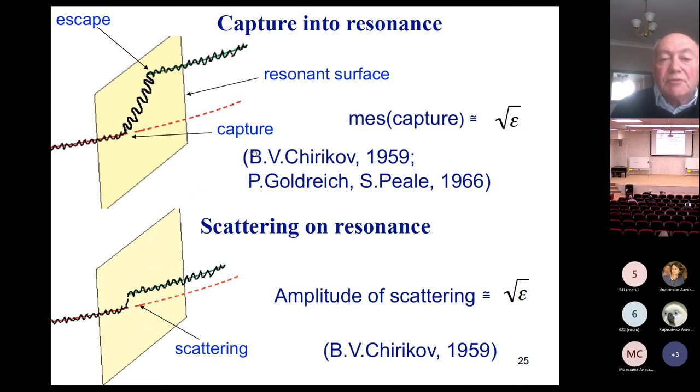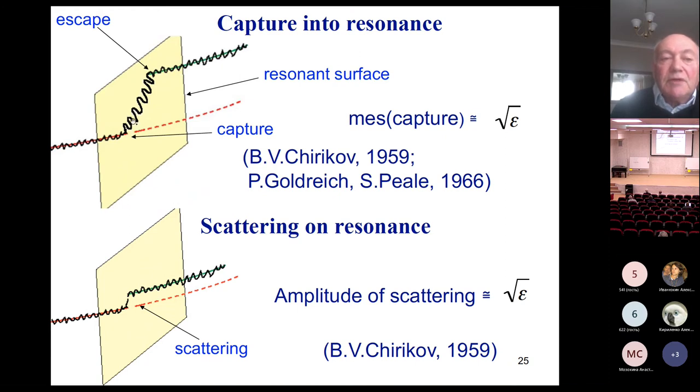This was first described by Chirikov in a very influential paper about passage through resonance. It was rediscovered by many authors, in particular by Goldreich and Peale in the description of capture of Mercury in resonance. This was about a non-conservative, non-Hamiltonian system. The phenomenon is general, both for Hamiltonian and non-Hamiltonian systems.